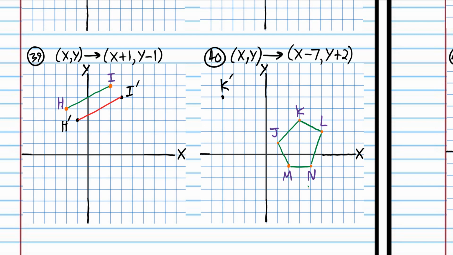So that point is going to be J prime. We're kind of going off the page here. Sorry about that. L, same thing, to the left 7. So 1, 2, 3, 4, 5, 6, 7, up 2. And that's going to be L prime.